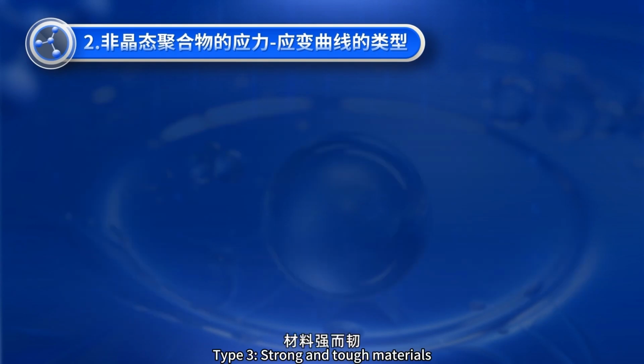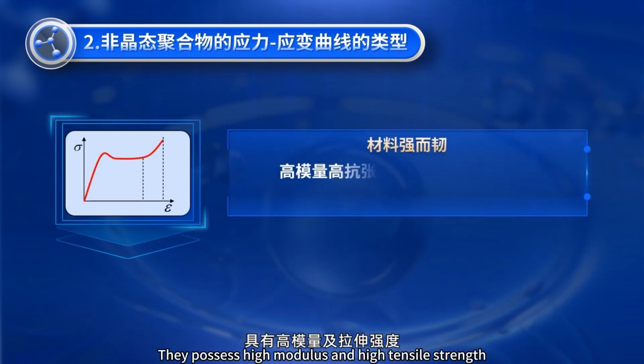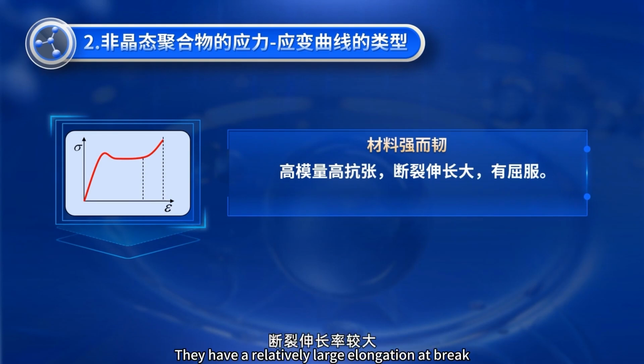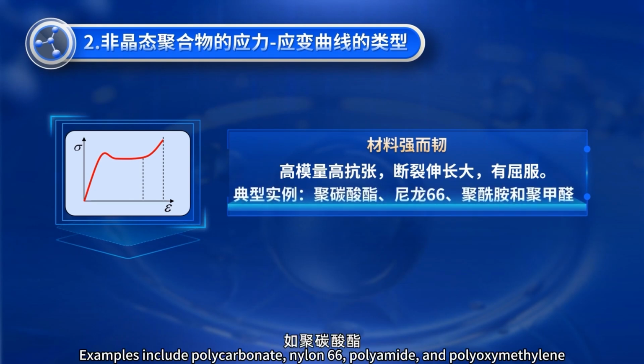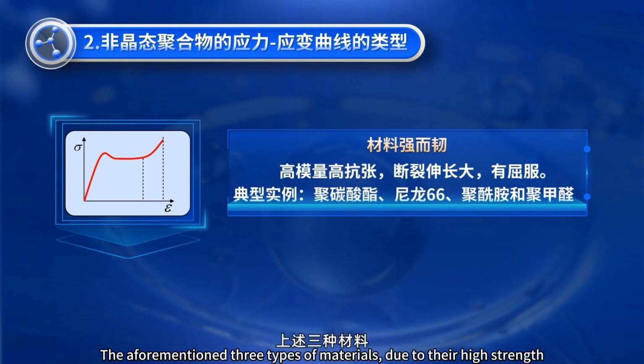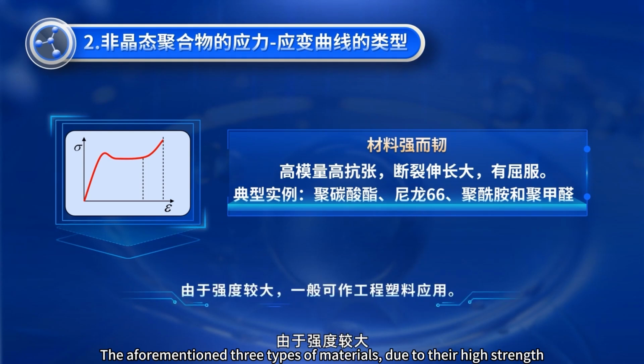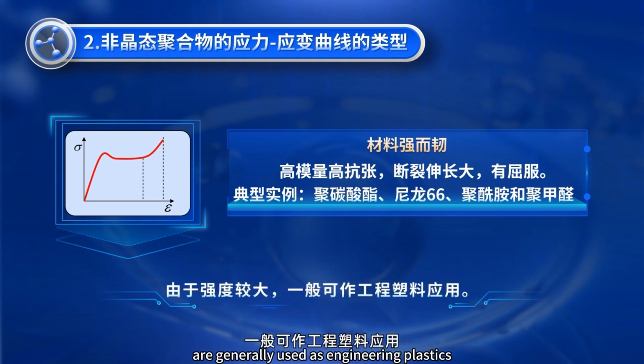Type 3, strong and tough materials. They possess high modulus and high tensile strength. They have a relatively large elongation at break. During stretching, necking occurs, and the material failure is predominantly ductile. The stressed area turns white. Examples include polycarbonate, nylon 66, polyamide, and polyoxymethylene. The aforementioned three types of materials, due to their high strength, are generally used as engineering plastics.